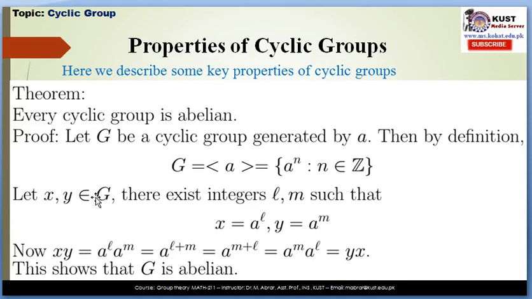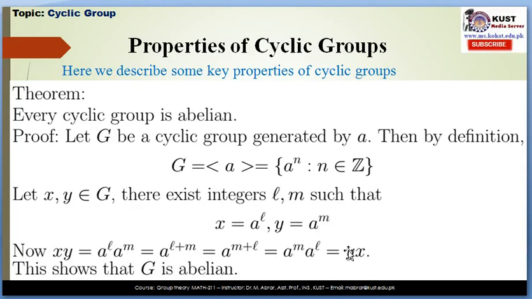Okay, when we take 2 elements, then by definition these 2 can be written as powers of a, because a is the generator. It means x is nothing but a raised to l, and similarly y is a raised to m. If we start from here, xy, we replace this xy by these representatives a^l and a^m. Now using the addition of integers, we can write it in this way, and because the addition is commutative, we can write this l plus m equal to m plus l.